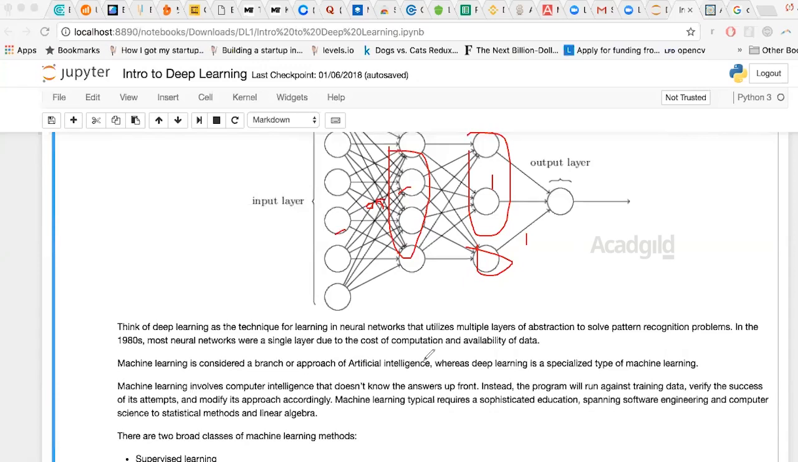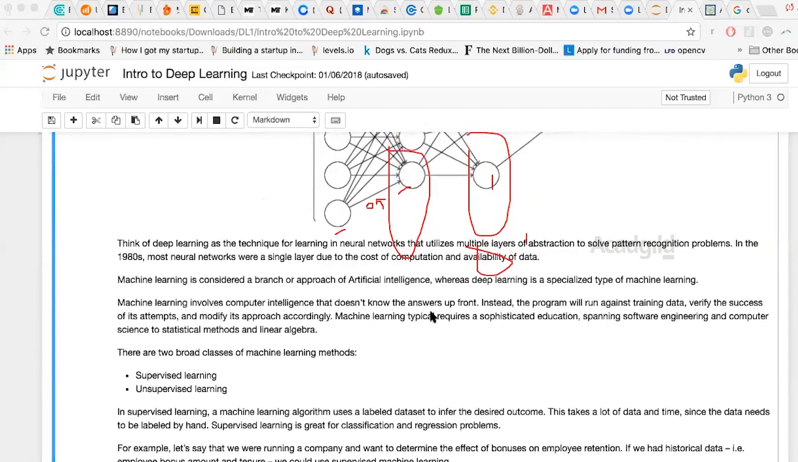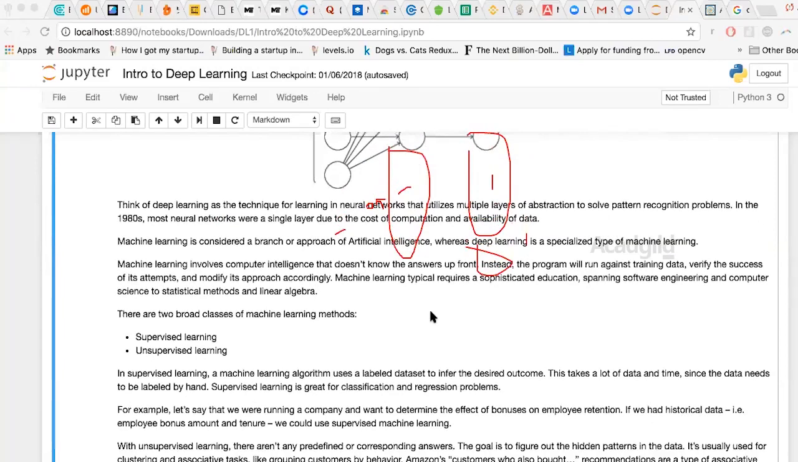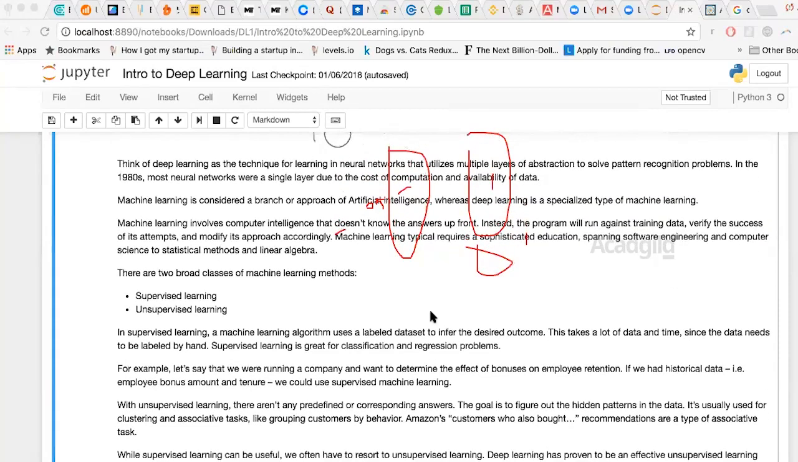It's a 5-year course. In the 80s and 90s, most networks were a single layer due to the cost of computation and availability of data. Just as a refresher, for machine learning, we had 2 broad classes: supervised learning and unsupervised learning. Similarly, deep learning has 2 classes, supervised and unsupervised. Supervised is where you have a target label, like prediction of fraud or prediction of housing prices. In unsupervised, you obviously don't know what you're trying to predict. You're trying to get a very high-level first cut, look for patterns, investigate for classes, and then maybe on top of that, do supervised learning.